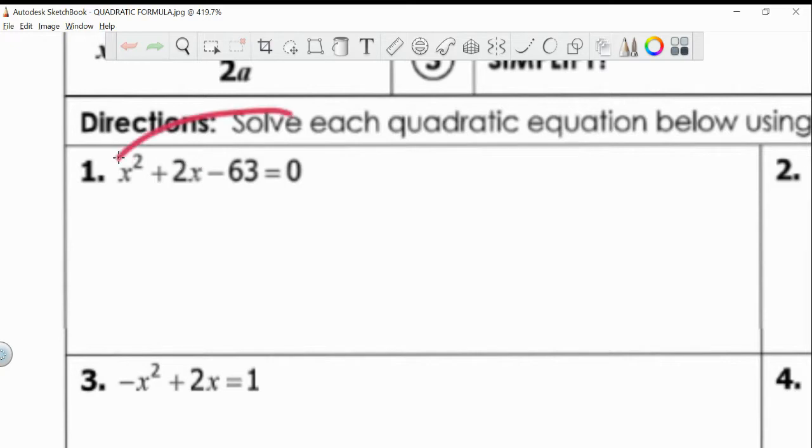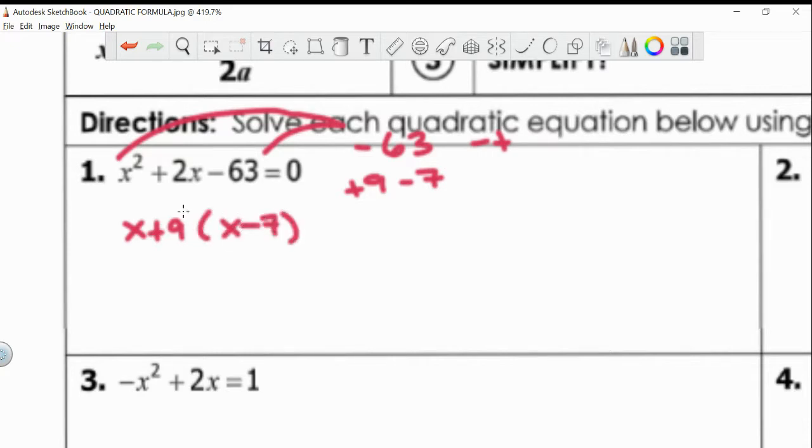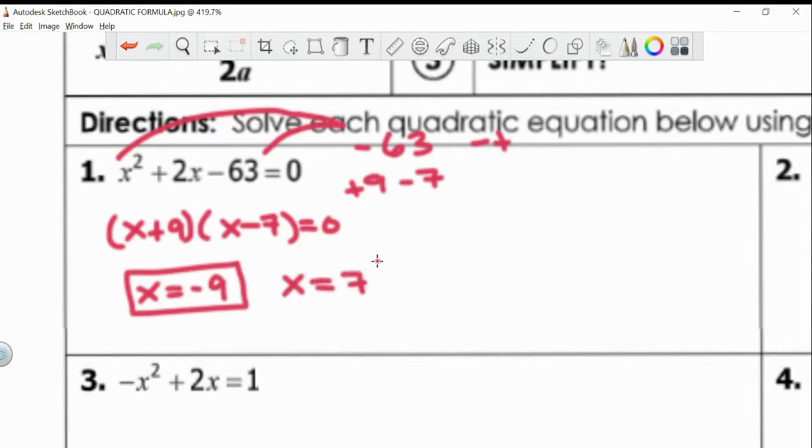We're able to do 1 times negative 63, which is negative 63, opposite signs. How are we going to make positive 2 out of 63? Well, 63 is 9 times 7. And so if we choose plus 9 and minus 7, we're going to be able to solve this question. We get x plus 9 and x minus 7 as our two factors. And this is all the review from yesterday. We get our answer, negative 9 and positive 7.